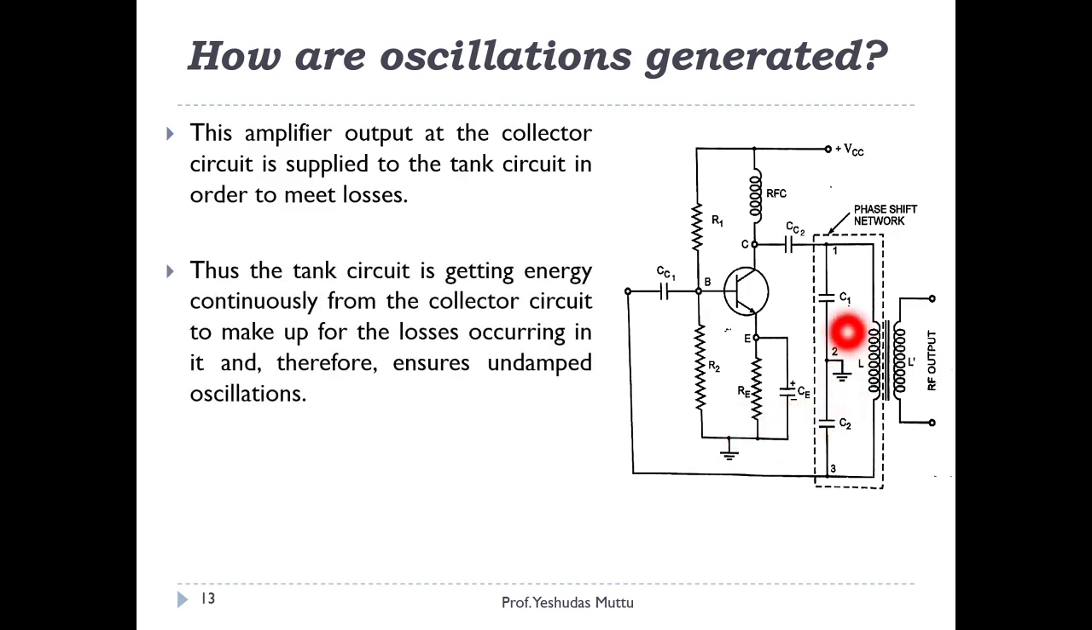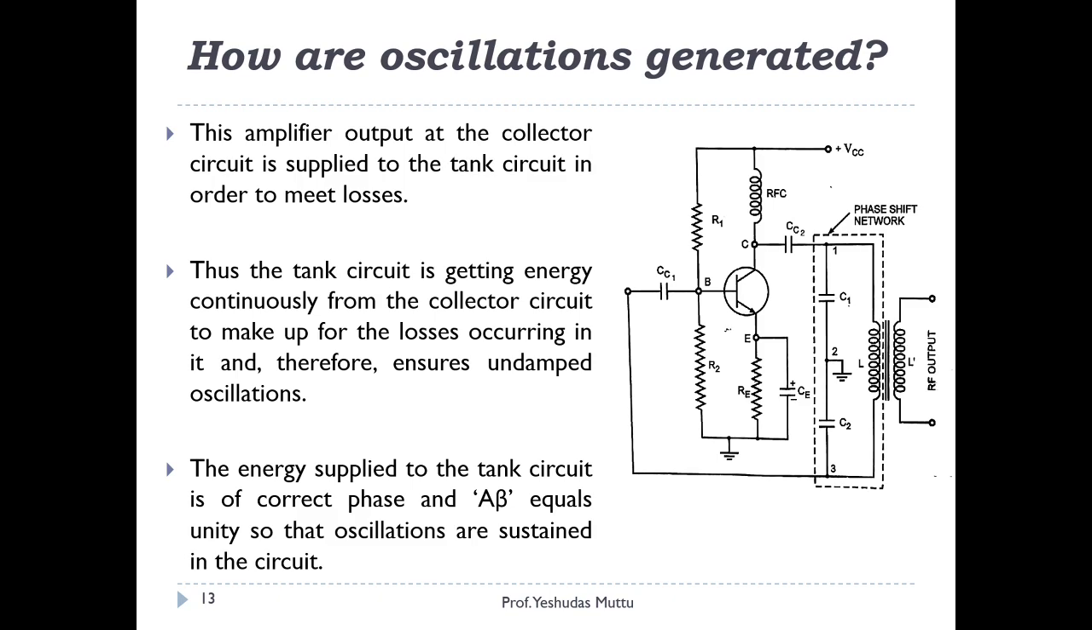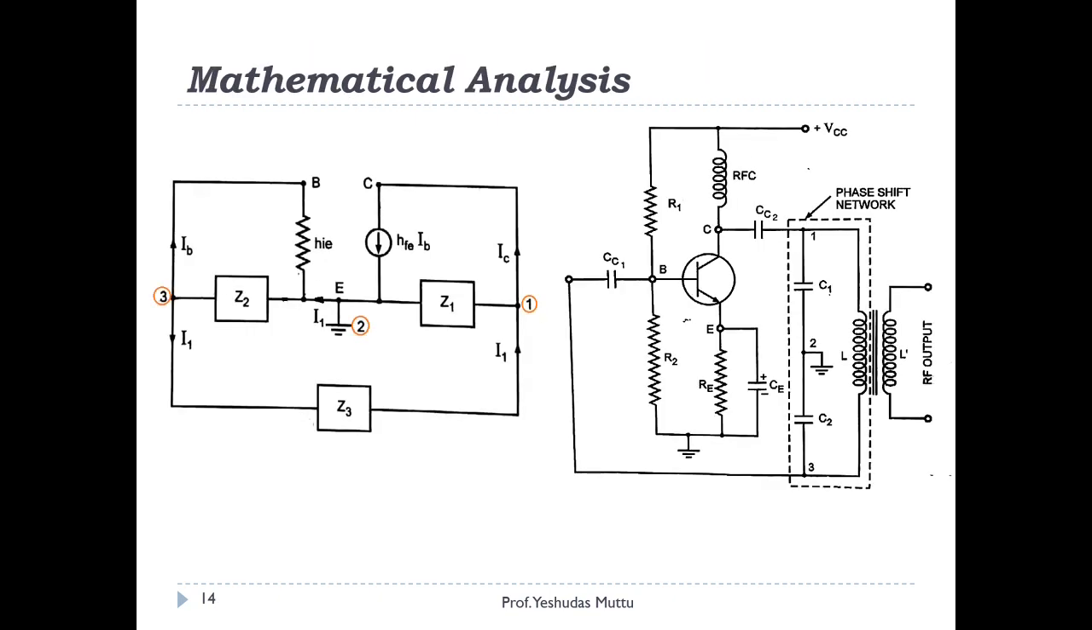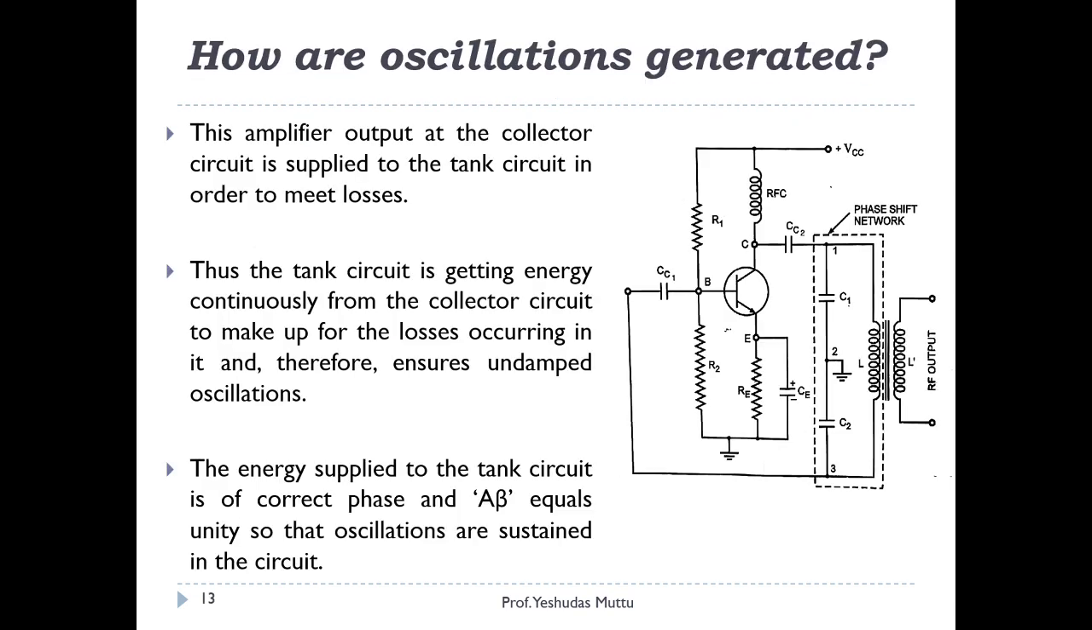Okay, so since the losses are compensated, we will get sustained oscillations and not damped. The oscillations are not going to die off. They are going to be maintained. Fine. So A beta equal to unity is also mentioned for sustained oscillation. This is it with respect to the working of Colpitts oscillator.